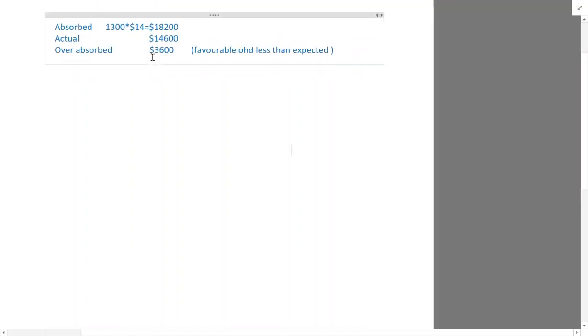Okay, so over-absorb means we estimated more overheads, but actually it was less. If you remember, it was because of two reasons. One, budgeted overheads is not the same as actual overheads. Two, budgeted activity is not the same as actual activity.